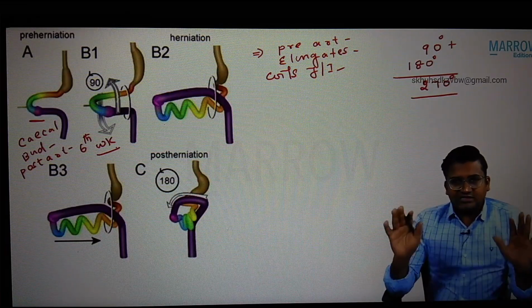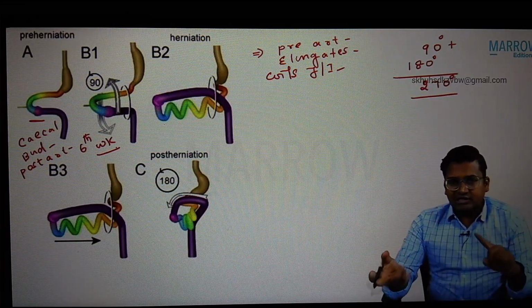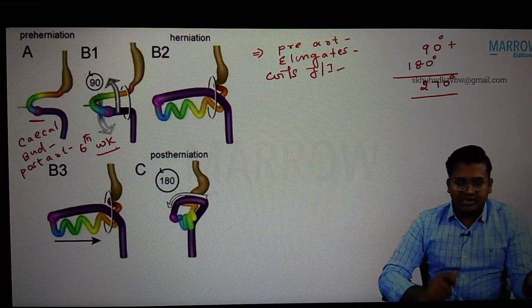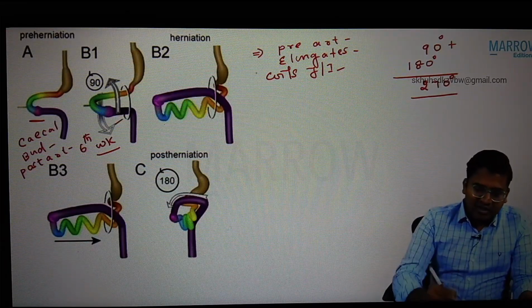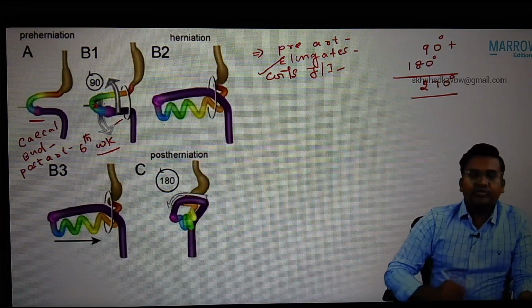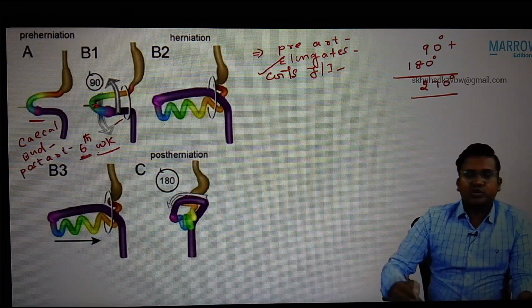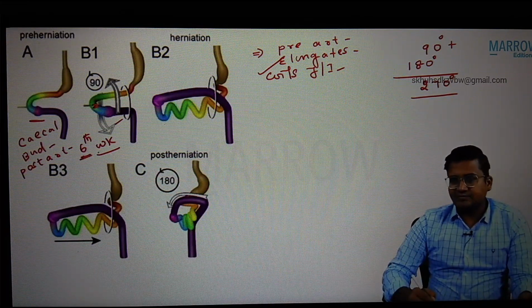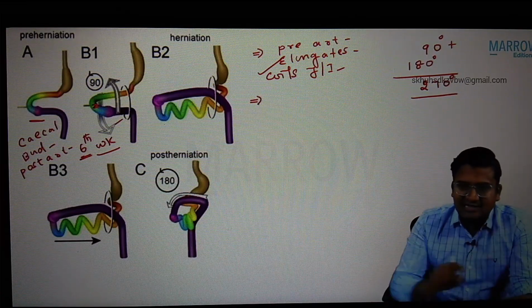Okay, so first 90-degree rotation over. Because of that, pre-arterial segment comes to the right side, post-arterial segment comes to the left side. Now the pre-arterial segment elongates and forms the coils. In the post-arterial segment, the cecal bud will appear by the 6th week. Clear?